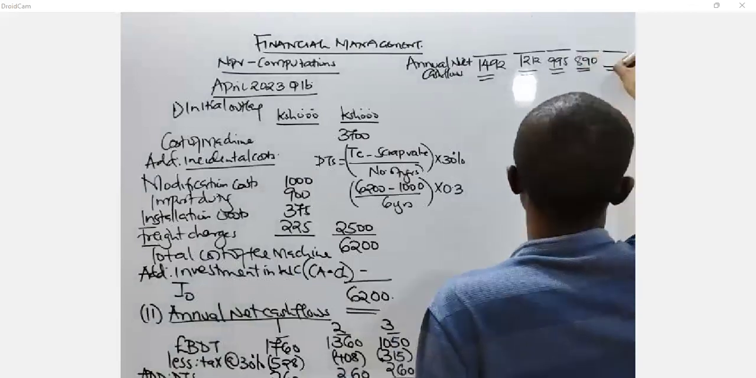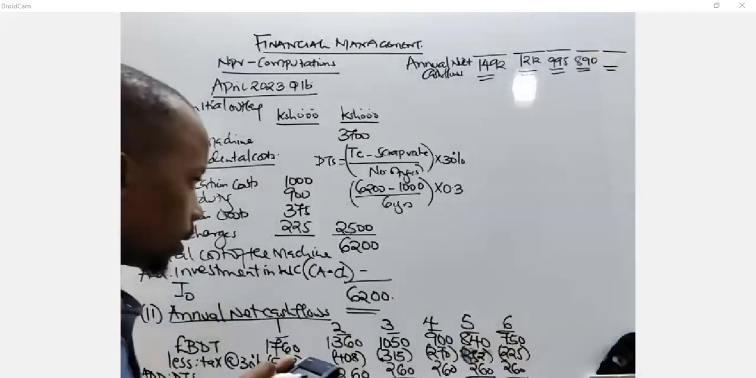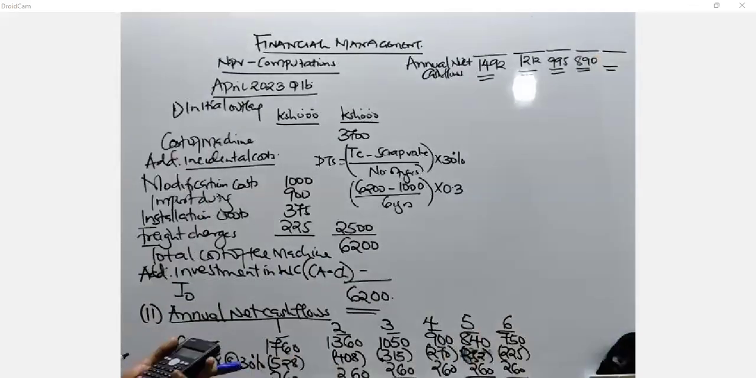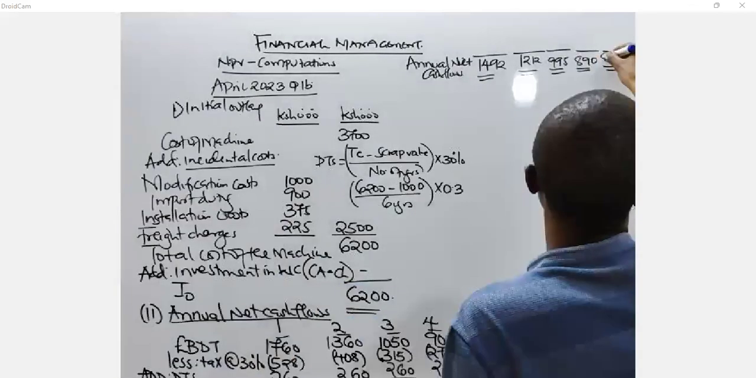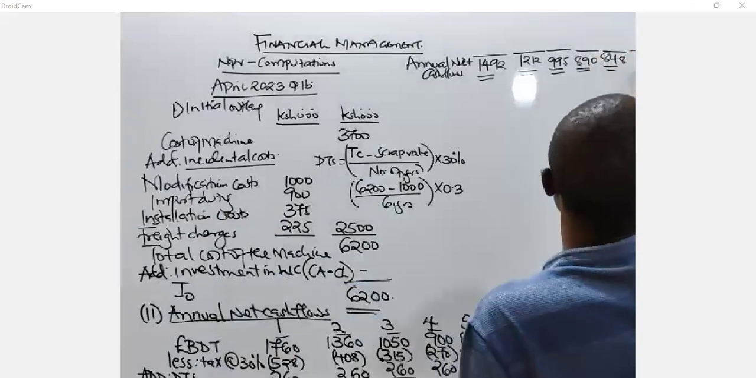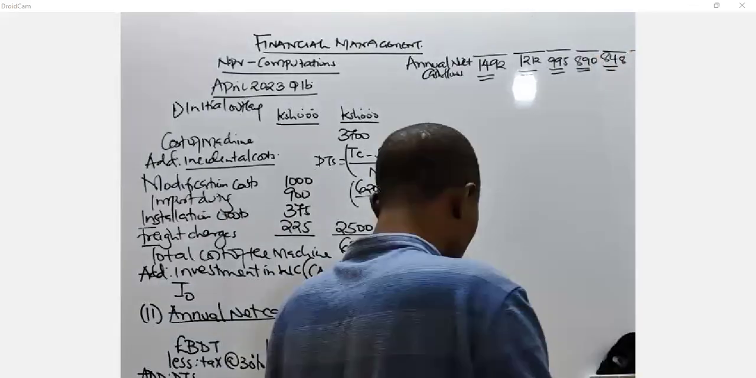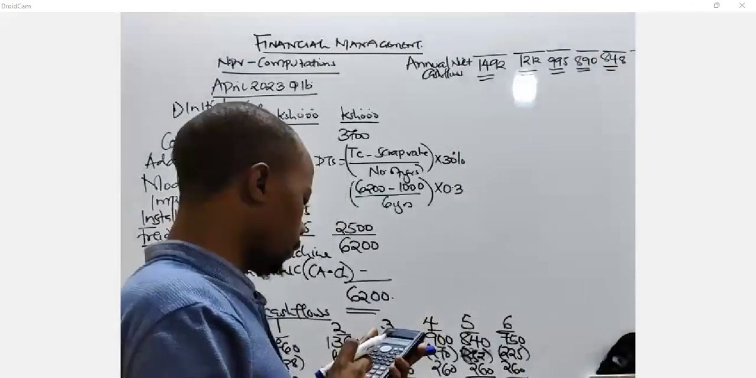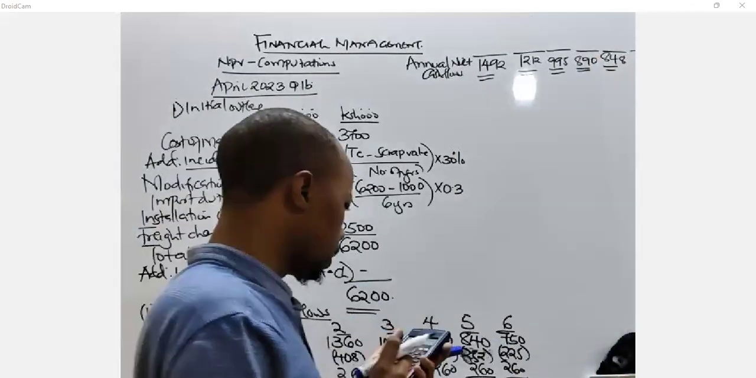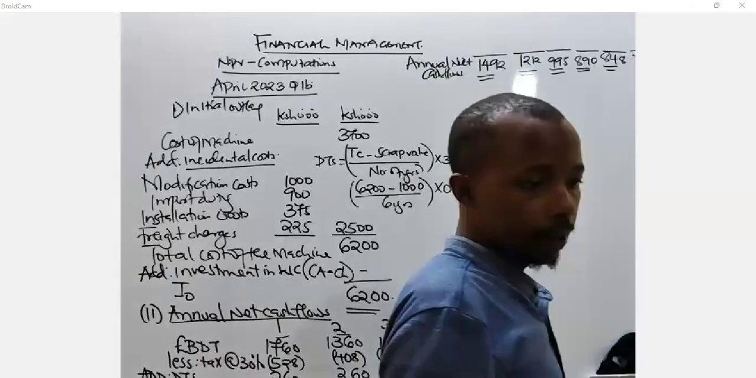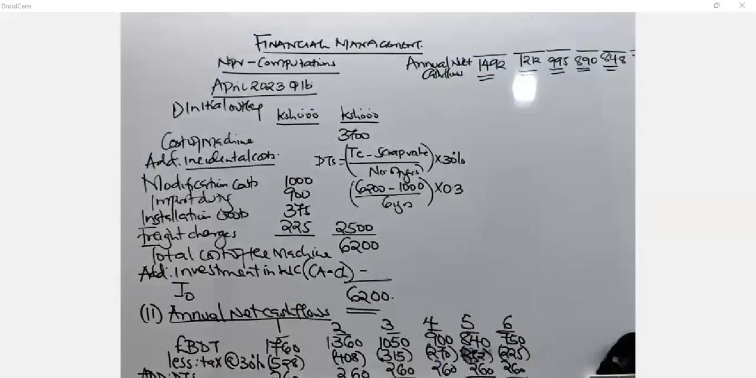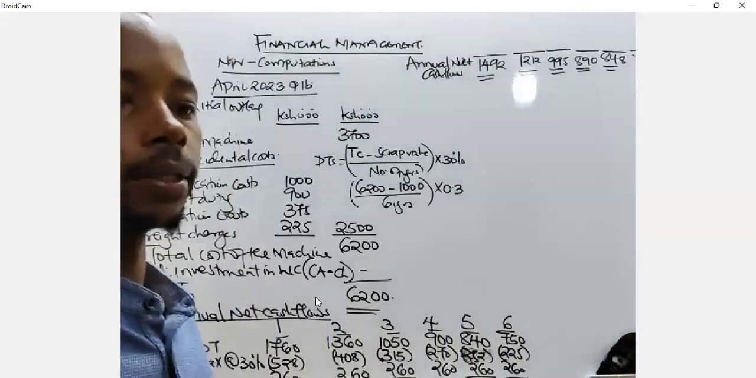Then we have another year there. We have 840 minus 252 plus 260, getting 848. Then the last year, I don't know whether you are able to see there. I will just check. 750 minus 225 plus 260. We are getting 785. 785 there.